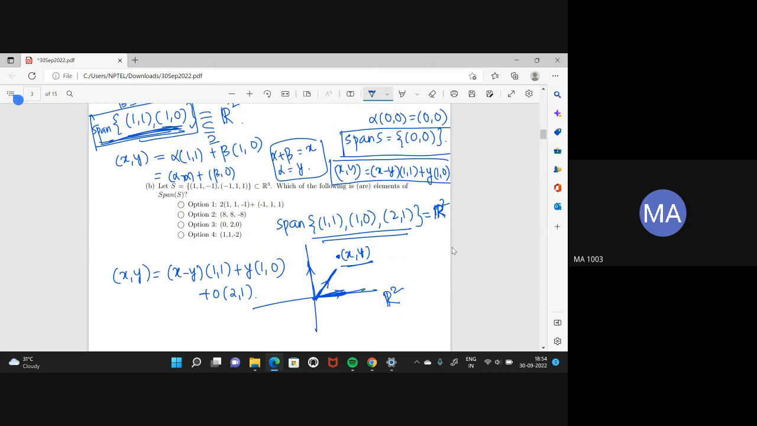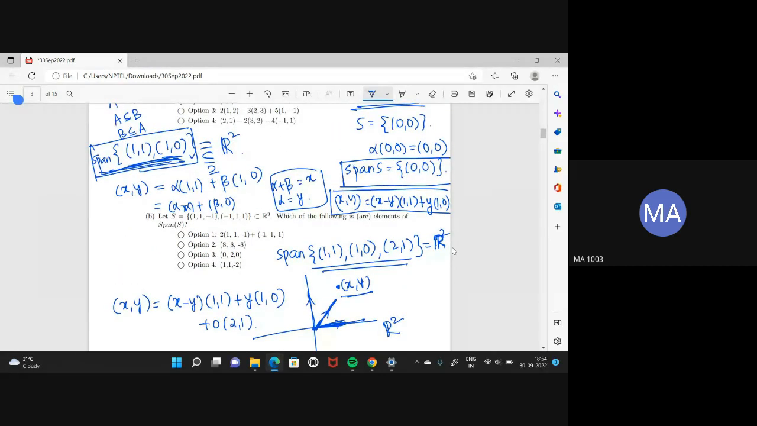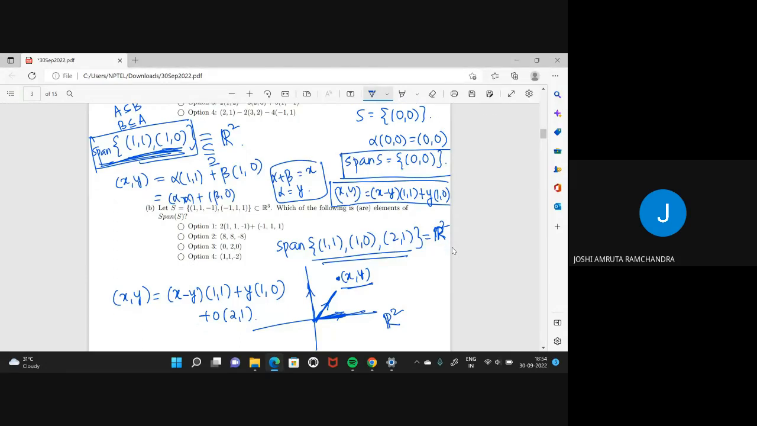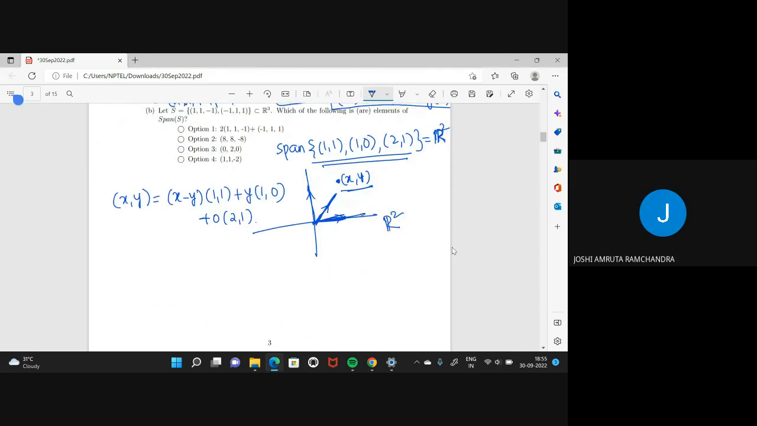So what was your question? Why did we come here? Why after adding 2 comma 1 are we getting the same? Okay. So two vectors are enough, right? And what if I have a third vector, 2 comma 1? The third vector is not going to give me any extra information, right? Yeah, it is also giving x direction and y direction only.